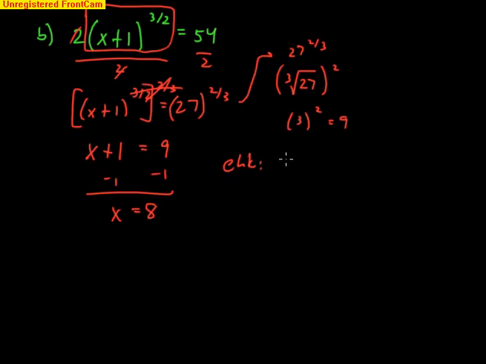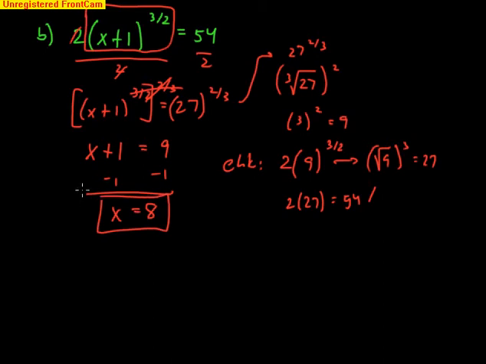Always check. I will plug it into the left side. 8 plus 1 is 9, so it's 2 times 9 to the 3/2. And 9 to the 3/2 is going to be the square root of 9 cubed, right? That's what 9 to the 3/2 is. This is going to be 3 cubed, which is 27. So this is just 2 times 27, which is 54. And 54 is what we wanted, so 8 is our solution.